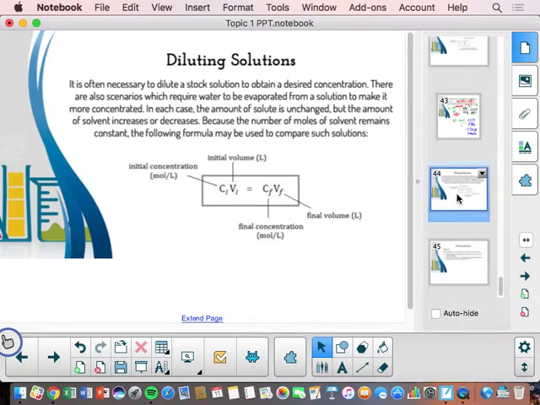The very last one there, I'm not going to do the dilution right now, just for time's sake, because I've got to leave, but I will do the concentration or the diluting solution part. I'll do an example of that for you when I come back on Monday. Have a great weekend.